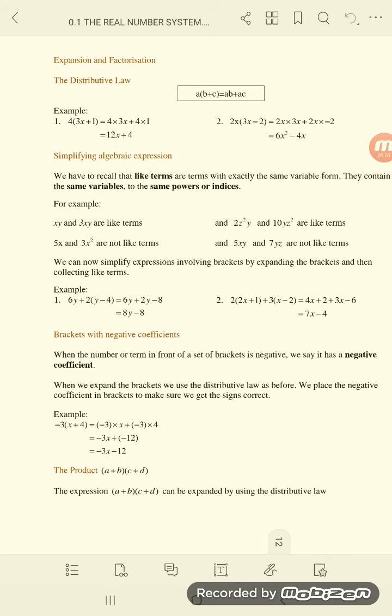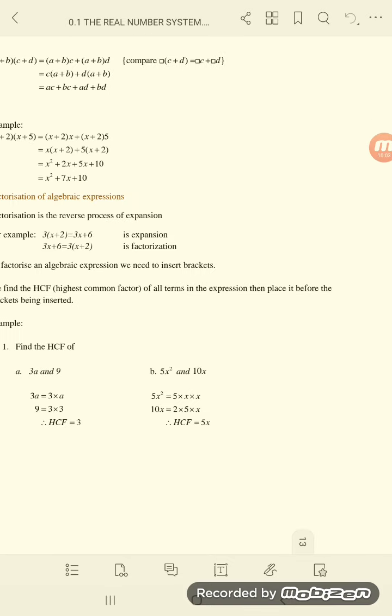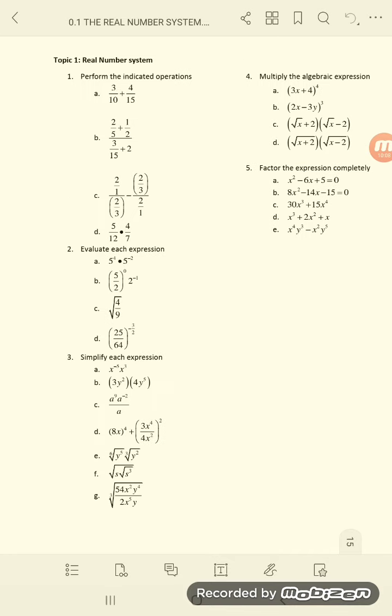Here I think I already told you that a bracket with a negative coefficient, you can change into the negative part. So you can just go through it by yourself. Maybe I will deal with the exercise on the next page. I will show you a few examples, and then I want you to do the rest of the questions. So let us see the next video.